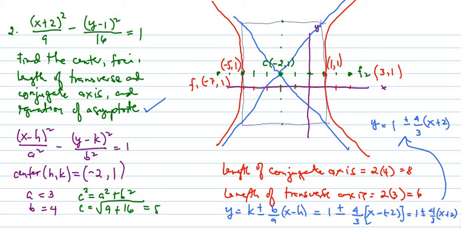So as a recap, the center, we have here negative 2. That is our center. And then the foci, we have here F1 and then F2. And then the length of the transverse and conjugate, we have 8 and then 6. And then the equation of the asymptote, we have this one.